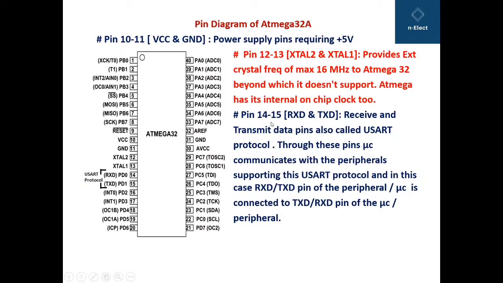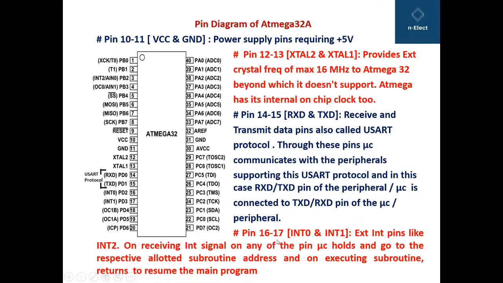Pin number 14 and 15 are the RxD and TxD pins, the receive and transmit data pins, also called UART protocol pins. Through these pins, the microcontroller communicates with peripherals supporting this UART protocol. The RxD pin of the peripheral will be connected to the TxD pin of the microcontroller, and the TxD pin of the peripheral will be connected to the RxD pin of the microcontroller.